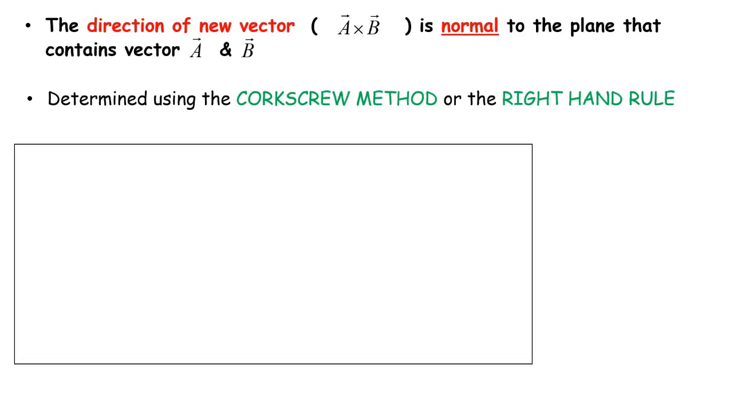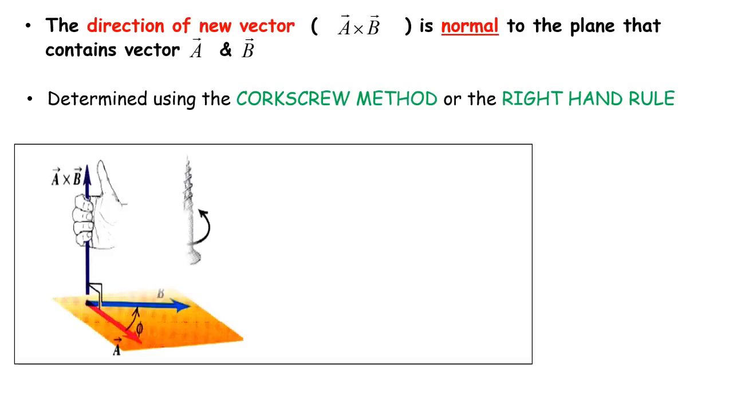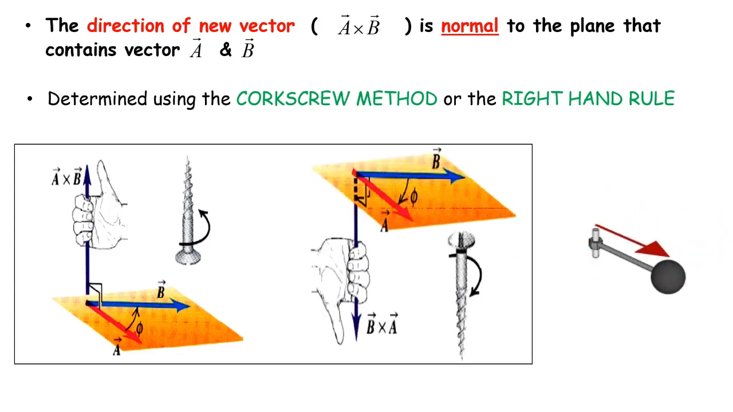The direction can be determined using the corkscrew method or the right-hand rule. Let's say we are doing A cross B. You need to position your hand so that you can curl your fingers in the direction of A to B, and where your thumb is pointing is the direction of the new vector. Let's try another one, B cross A. Curl your fingers in the direction B to A, and your new vector is in the downward direction.